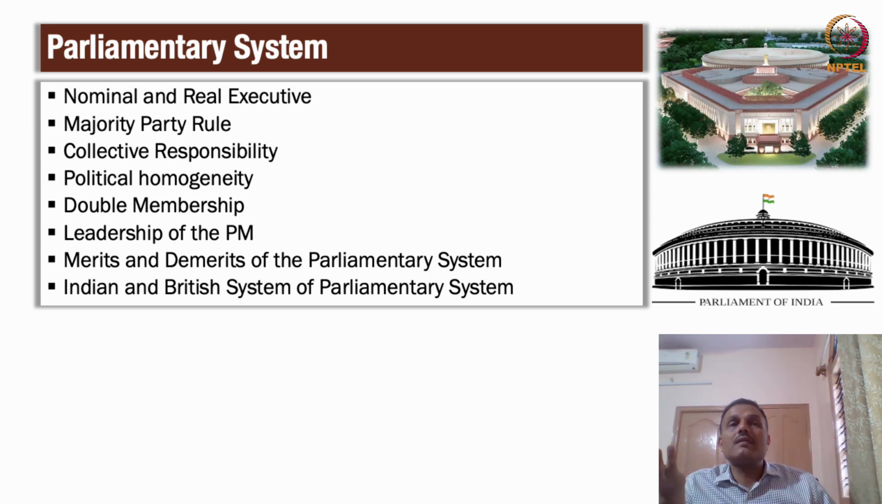There are a lot of political parties in India that are state-specific, and there are very few political parties that have got the national status. But every state can actually bring in that kind of a political homogeneity as the case would be required. There is something called double membership in a parliamentary system, which means that the ministers are the members of the legislature as well as the members of the executive.